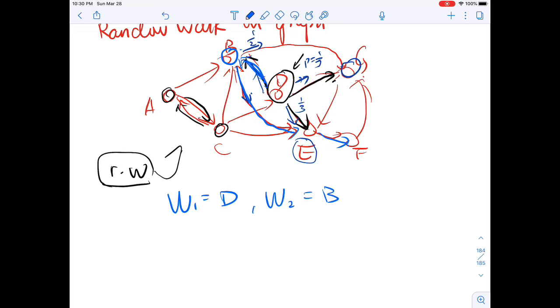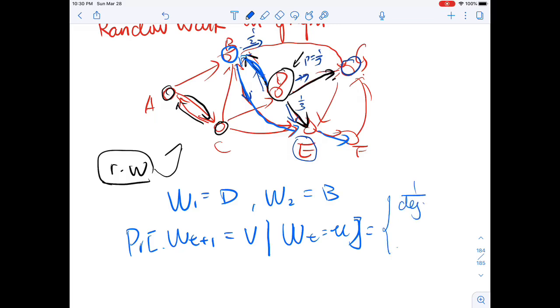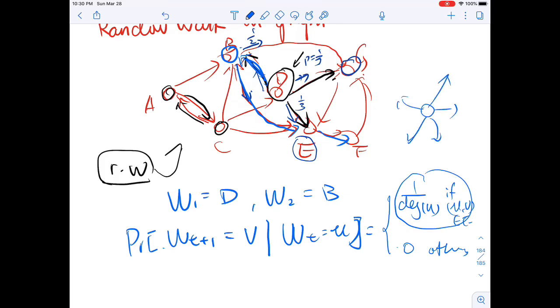In other words, the probability that my next stage equals V, conditioned on my last stage equal to U, is equal to 1 over degree of U if UV is an edge, and 0 otherwise. The 1 over degree just means that whenever I'm going to move to the next stage, I count the number of edges I'm connected to. Each edge has a uniform chance to be traveled, so that's the reason it's 1 over degree. But in case we are not connected, the probability is 0.